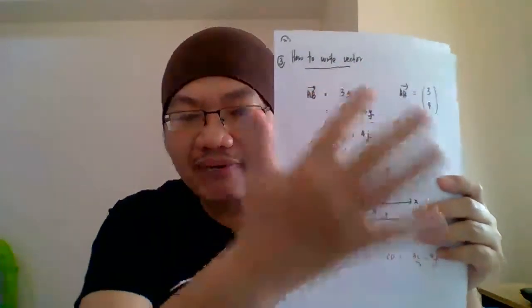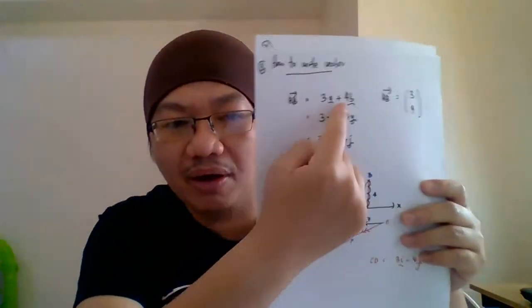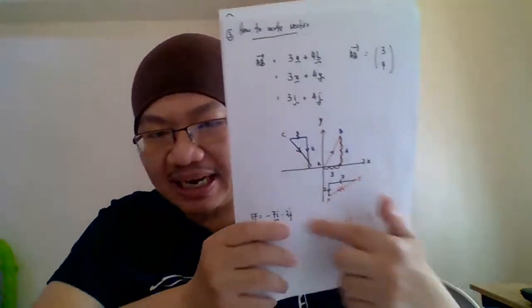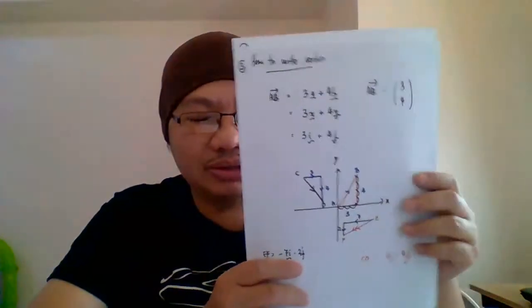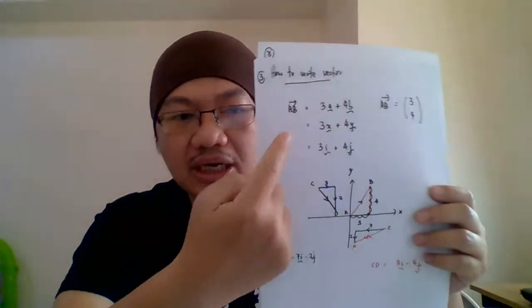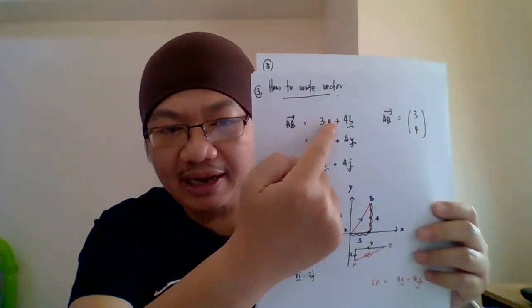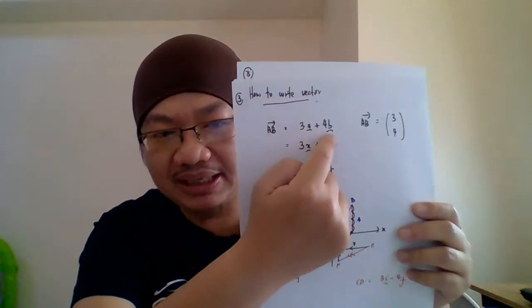How do we write the vector? Very easy. A vector can be written in 3 ways. Number 1, in vector form. Number 2, matrix form. Number 3, Cartesian plane. To write in the vector form, let's say I have 3a plus 4b. This is my vector AB, 3a plus 4b.